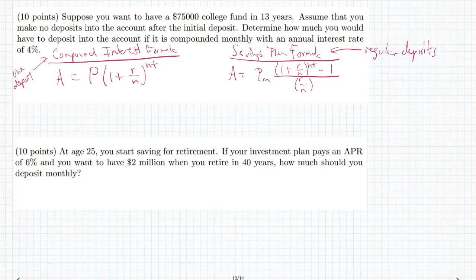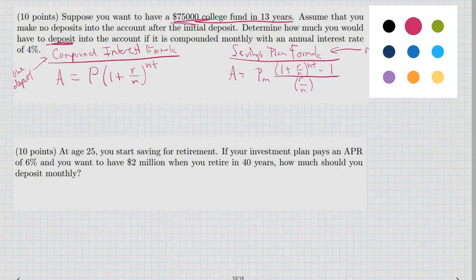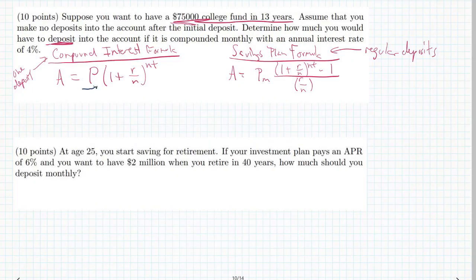All right. So with that in mind, notice we have a $75,000 college fund in 13 years. So we want to determine how much you would have to deposit. So in that case, we are dealing with a single deposit and we're looking for P. So the formula we're going to use is the compound interest formula.